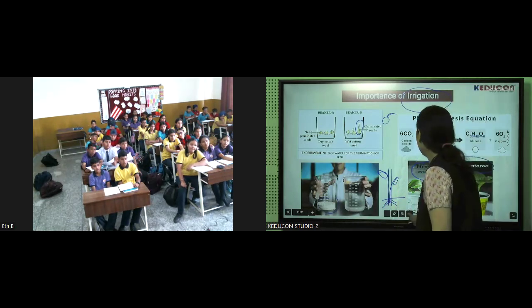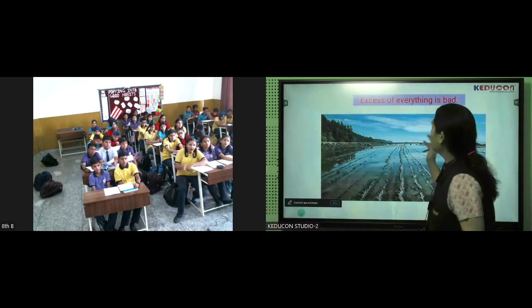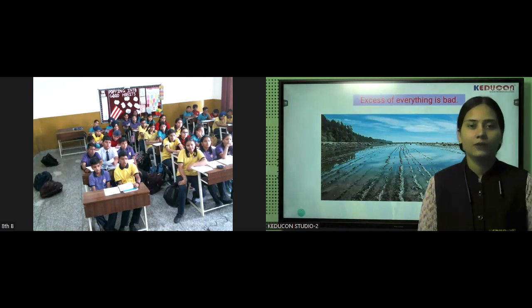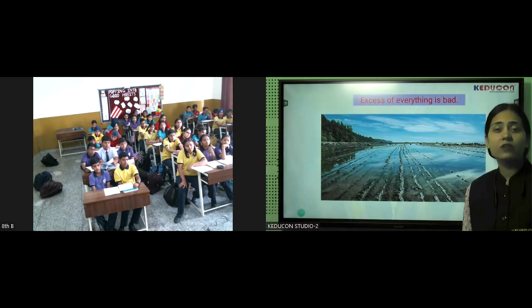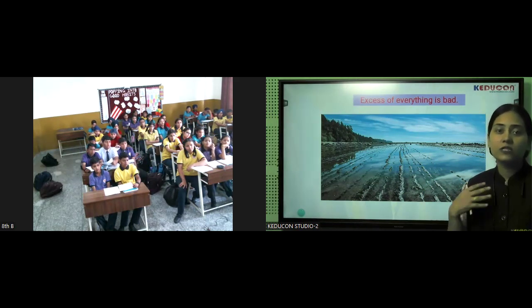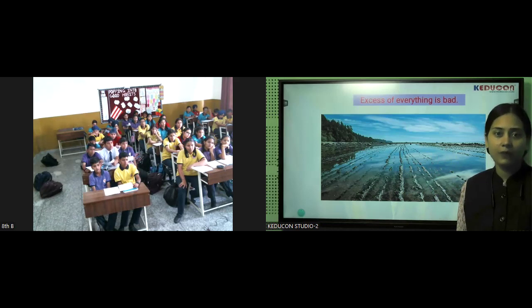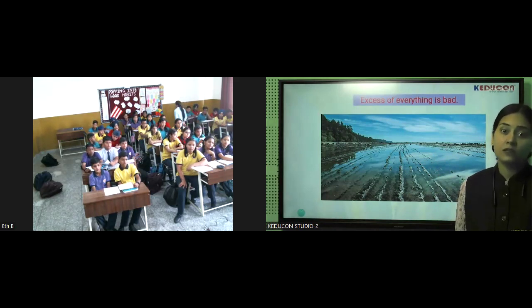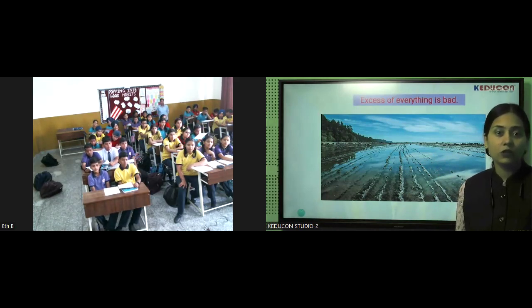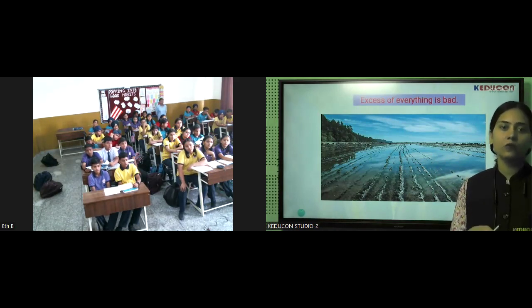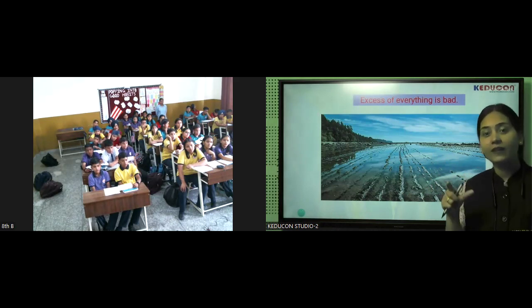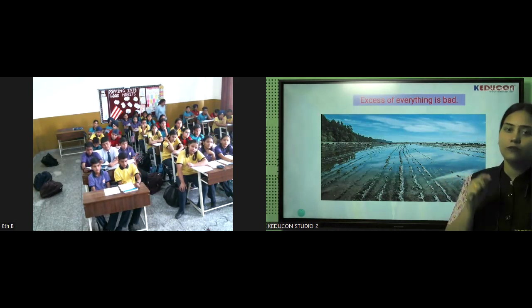So let's see here. Excess of everything is bad. Here you can see no plant is growing, because everywhere is water. Just imagine, if we get inside the water, what will happen? We get drowned, we feel suffocated, isn't it? But still, we need water to drink. We need water to survive. We can't live without water. But if we take more water, if we go inside the water, we feel suffocated. So that same water is now bad for us.